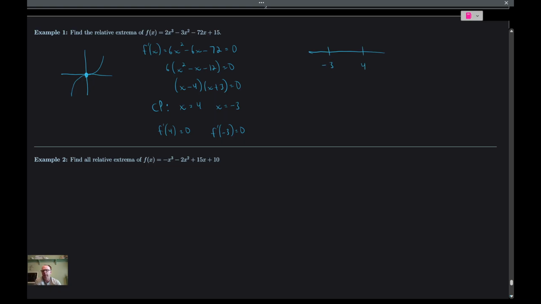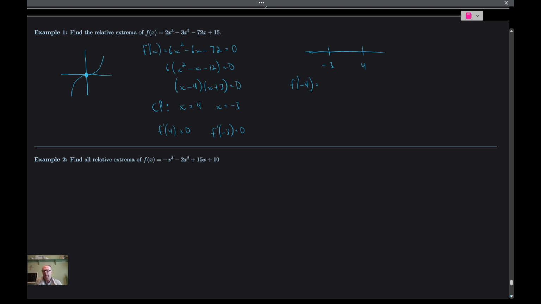So let's figure this out. Where are we increasing? Where are we decreasing? So this is what we did last time in the last video. So we need to test some point over here that's less than negative 3. So let's just pick f prime of negative 4. And you can actually use this factored form to your advantage to save you a little bit of time. Because the 6 doesn't change the sign, we're just multiplying by 6, it's still going to be positive or negative before we multiply by 6 and after we multiply by 6. That doesn't change the sign.